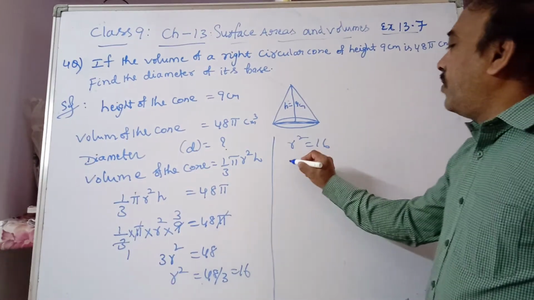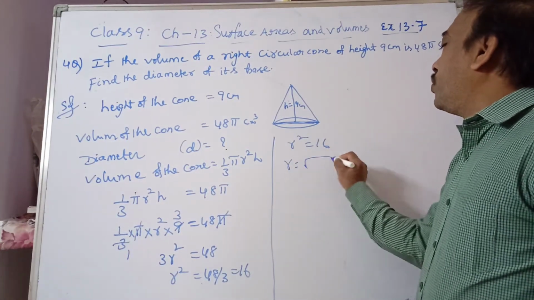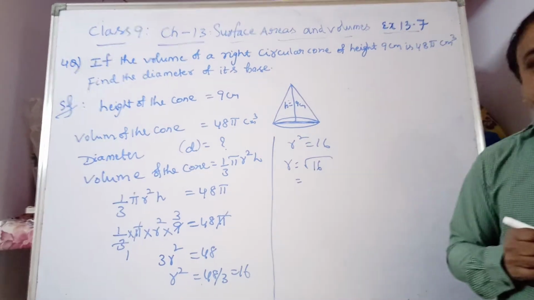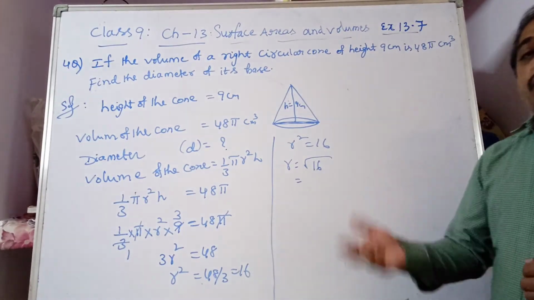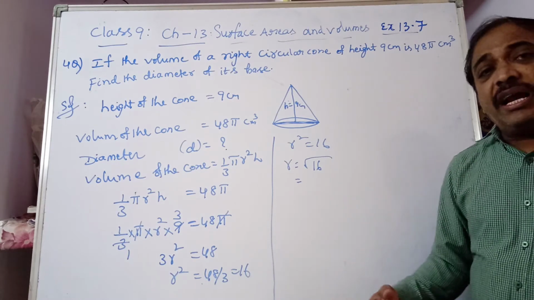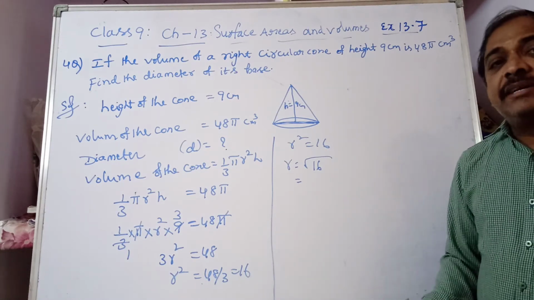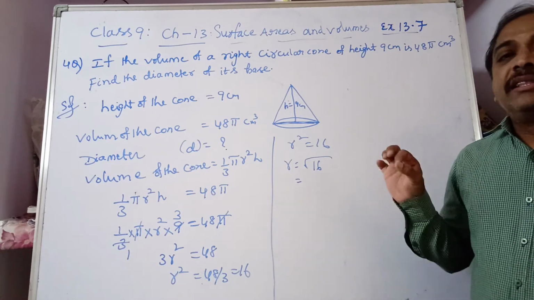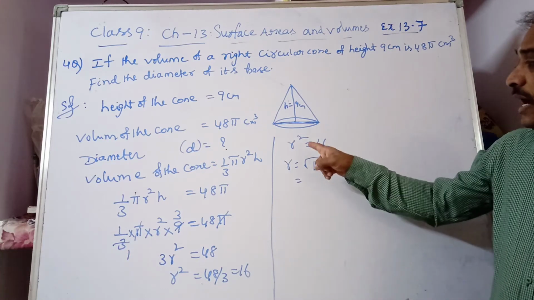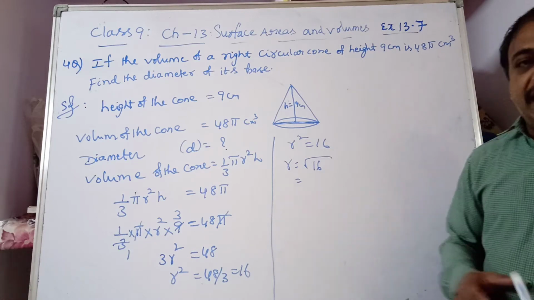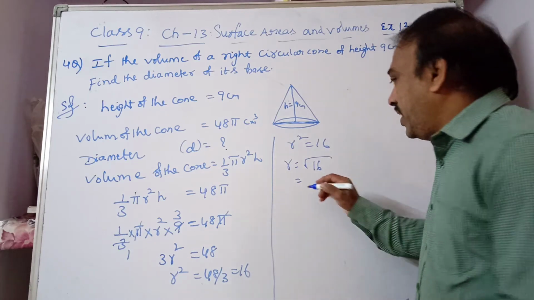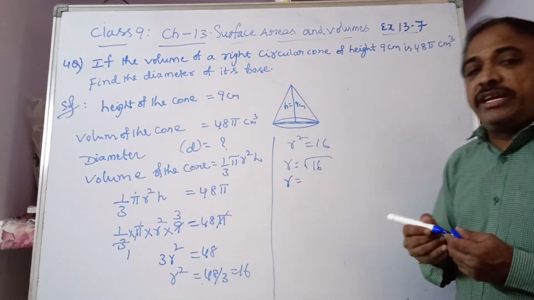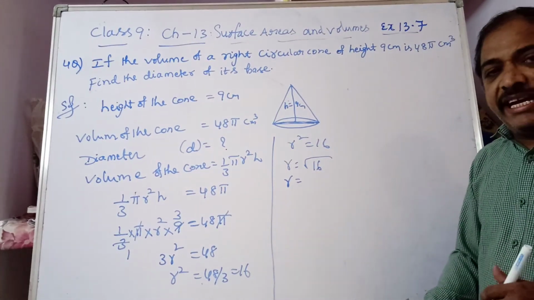Then r is equal to root 16. Root 16 can be plus or minus 4. The square root of 16 can be a positive value or a negative value, but radius will not be negative. So we are considering only the positive value.